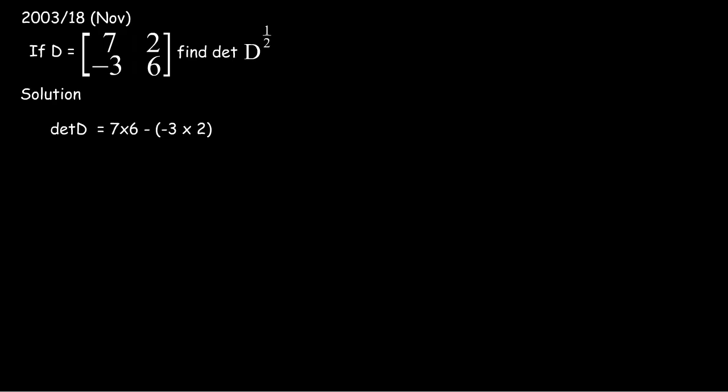Now for our solution, the determinant of D will be equals to 7 times 6 minus, in brackets, minus 3 times 2, which will be equals to 42 plus 6, which is equals to 48. Now for D raised to the power of half, which is equals to the square root of D, D raised to the power of half will be equals to the square root of 48, which is equals to 4 root 3 when simplified further.